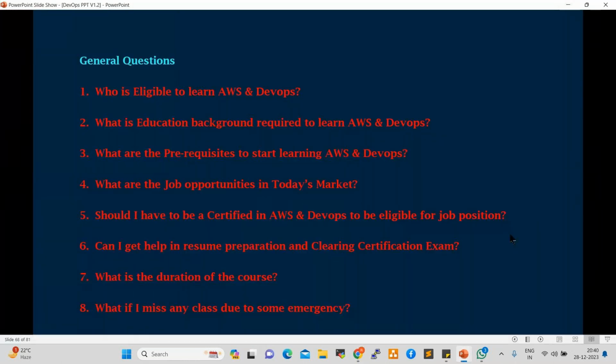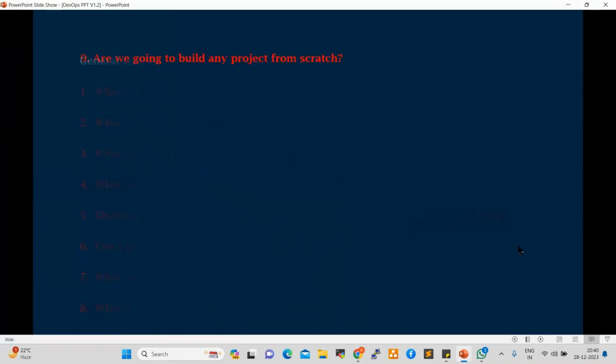Next question is, are we going to build any project from scratch? Yes. Nearly 15 to 18 projects we build from scratch. Among them, very important projects are the CI/CD project, Kubernetes project, Docker project, and also the migration project. These four are very, very important. Along with these, the other 15 projects will be there, so nearly 18 to 19 projects we are going to work on.